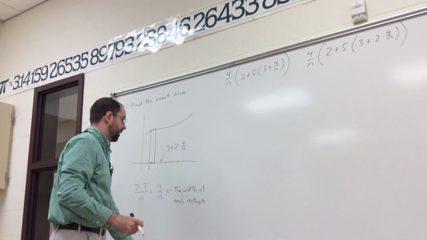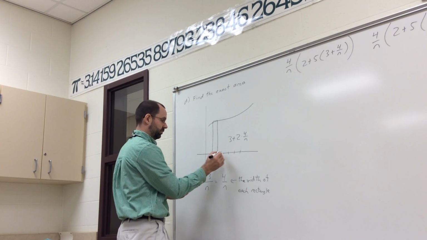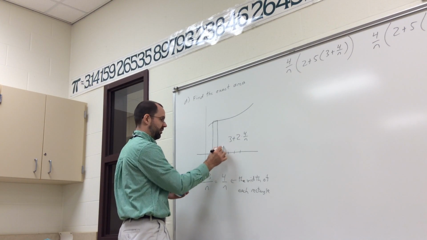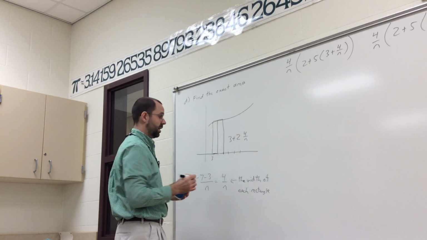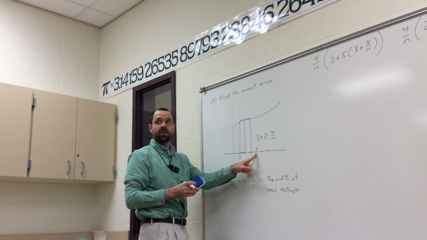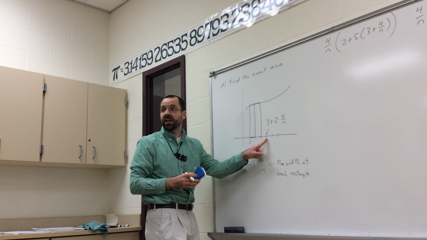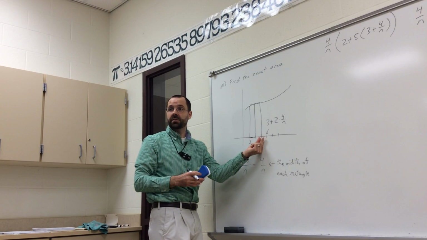Okay, now moving on to rectangle number 3. So now I have this area. I'm going to go for this area. I need this x location, right? Well, to get to that x location, I just add 3 4 over n's.